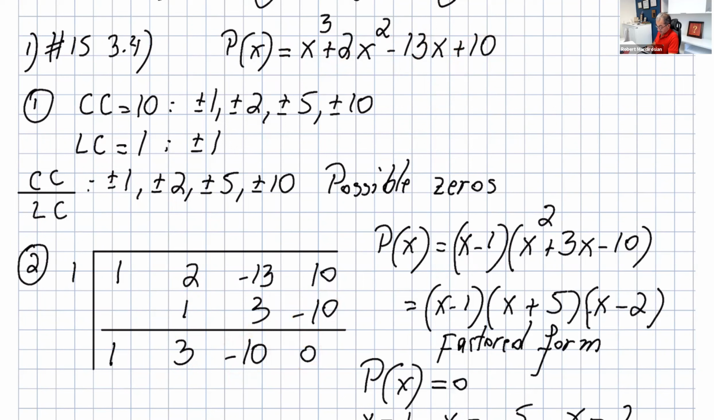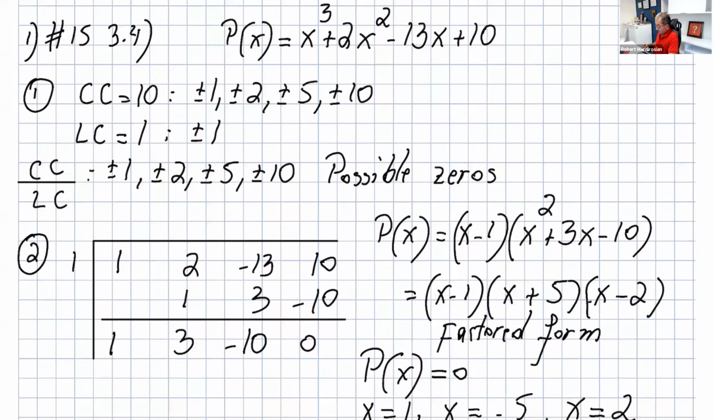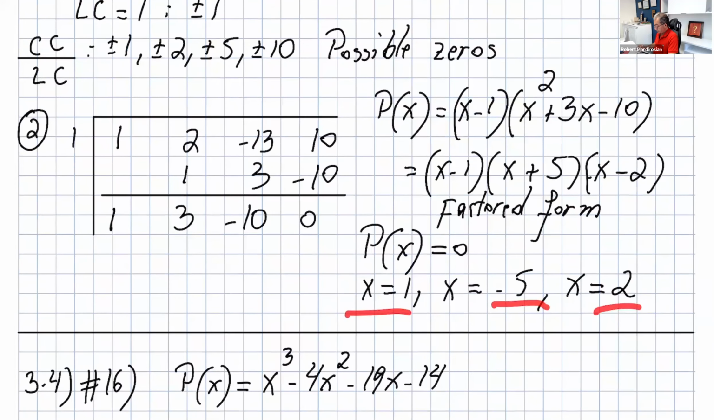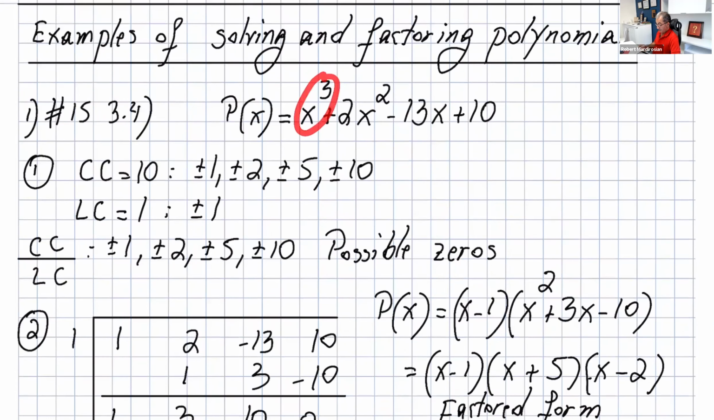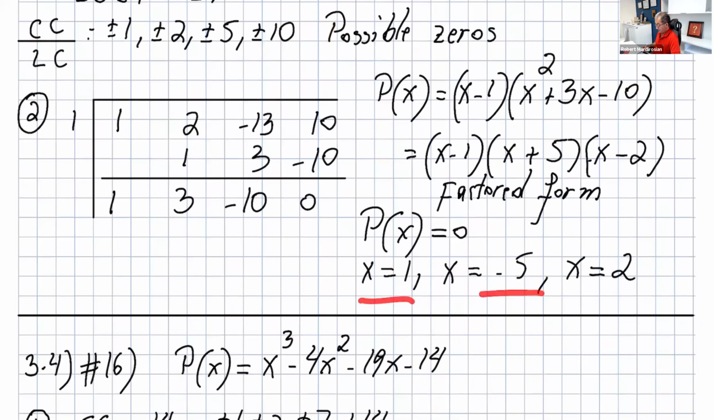So then you can write the polynomial as x minus 1 times x squared, because that's 1, plus 3x, because that's 3, minus 10. Again, these are the coefficients of that quadratic factor. And you can factor that and put it equal to 0, and you can list all the zeros. Again, the exponent is 3, and we do get 3 zeros, and these are all 3 real zeros.